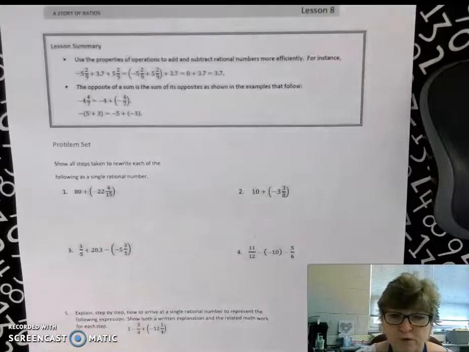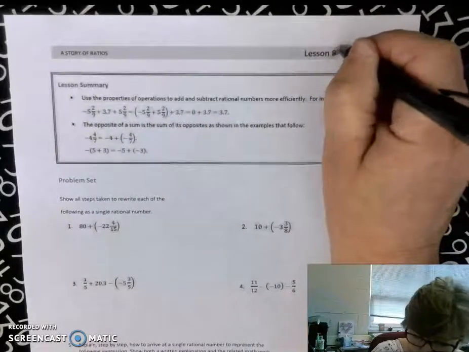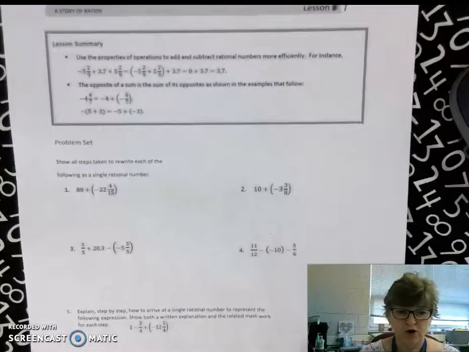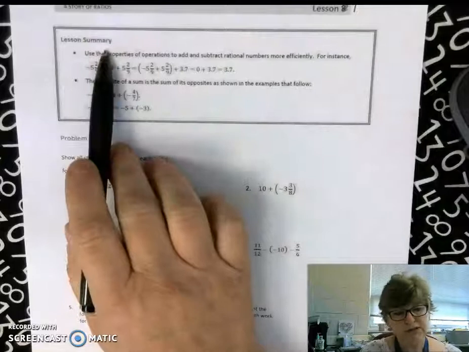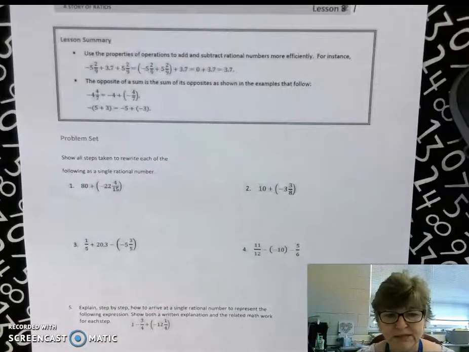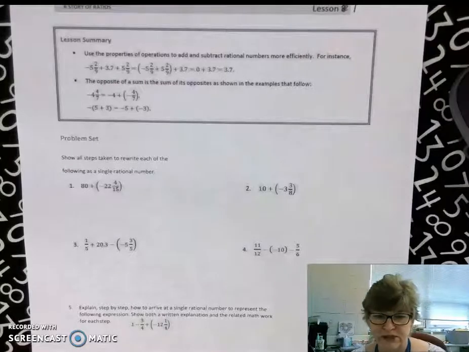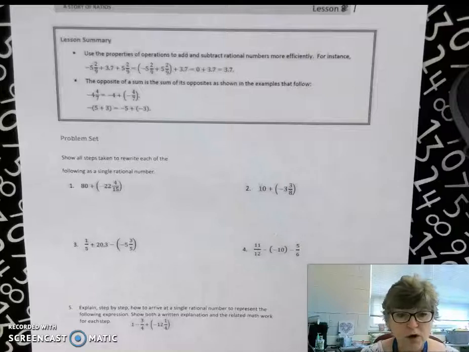Okay, welcome to the review of the problem set for lesson 9. This is a misprint, so we want to make sure we're on the right piece of paper. And I just want to do that quick summary again. Use the properties of operations to add and subtract rational numbers more efficiently. So it just really helps us keep things easier, and that can occur when it's all addition, and then we use that additive inverse.